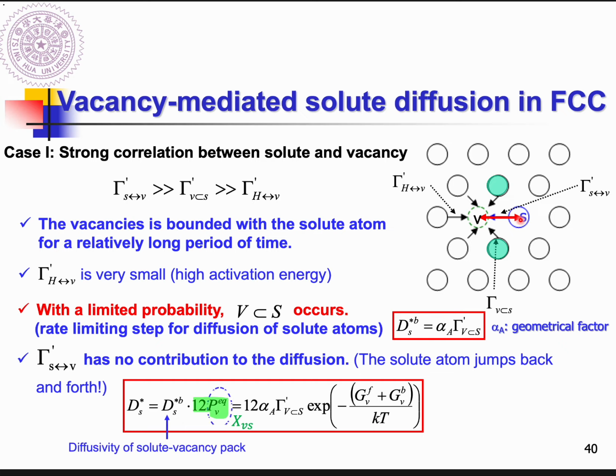So we can easily formulate the diffusivity of the solute bound with a vacancy: it equals alpha A gamma prime Vs, times 12, and the probability of finding a vacancy is proportional to a term with the vacancy formation energy and also the binding energy between the vacancy and the solute atom, PV. Okay.